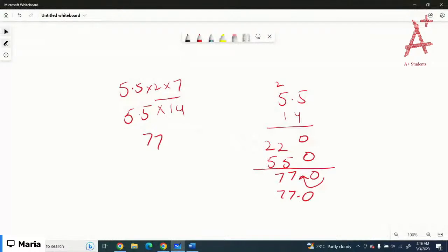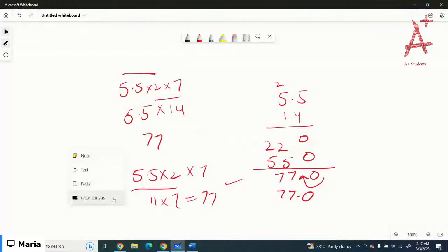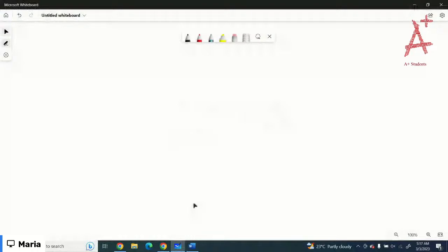If you are not good with multiplying two-digit numbers, just do 5.5 times 2 first. Got it? Because in this case, when you do 5.5 times 2 times 7, it would be 11. And 11 times 7 is 77. So that is the easier way. Got it? So the correct option is 77.